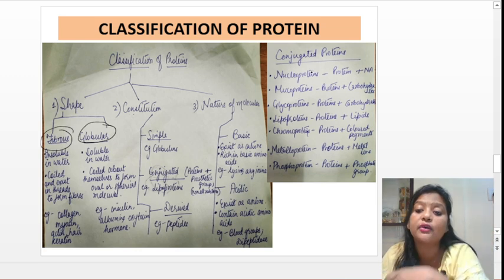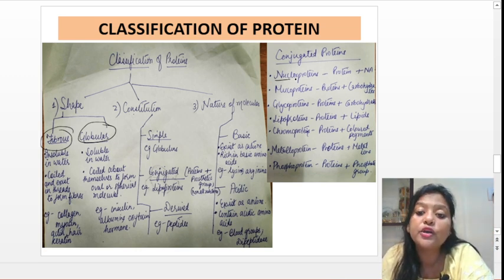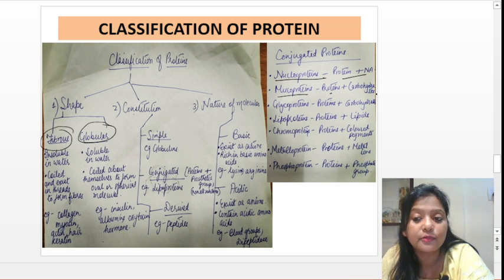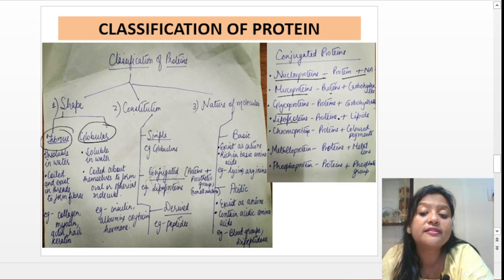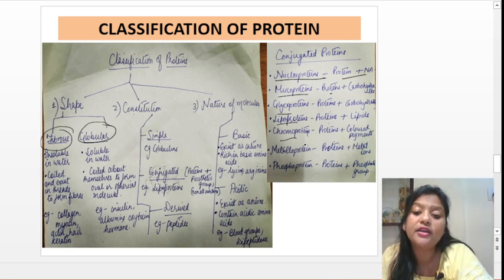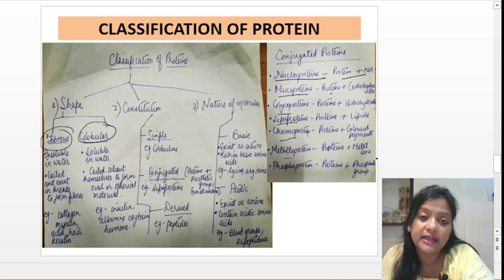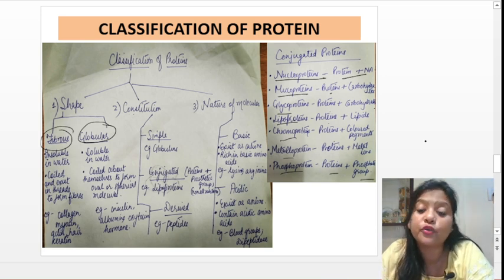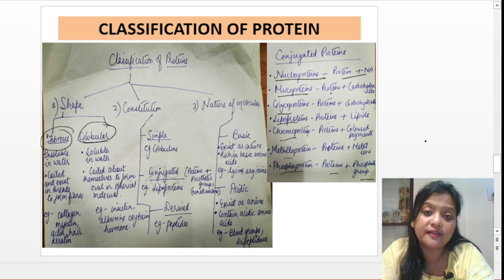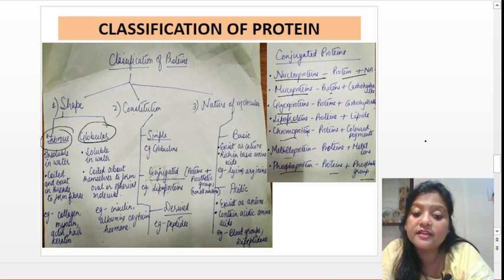Now you can see on the right hand side, I've given some examples. The nucleoproteins, protein plus nucleic acid. Mucoproteins, protein plus carbohydrate. Glycoproteins, proteins plus carbohydrates. Lipoproteins, proteins plus lipids. Chromoproteins, proteins plus colored pigment, chromo means colored, okay? Metalloproteins, proteins plus metal ions. Phosphoproteins, protein plus phosphate group. So these are all conjugated proteins. They are all binding together and forming conjugates. Okay. Number third is the derived proteins. Sometimes when proteins denature or break down, they form these derived proteins.